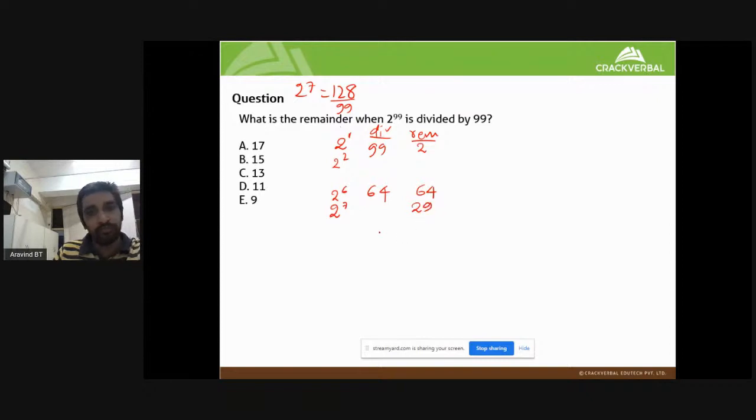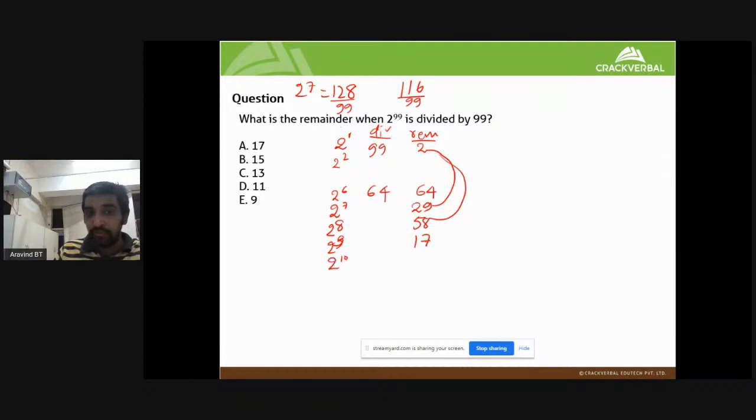Now this is where you will have to be smart and understand: 2 power 8 is nothing but 29 into 2. What is 29 into 2? 58. So it'll remain 58. 2 power 9 is 58 into 2. What is 58 into 2? It is 116. So 116 by 99 will give me a remainder of 17.